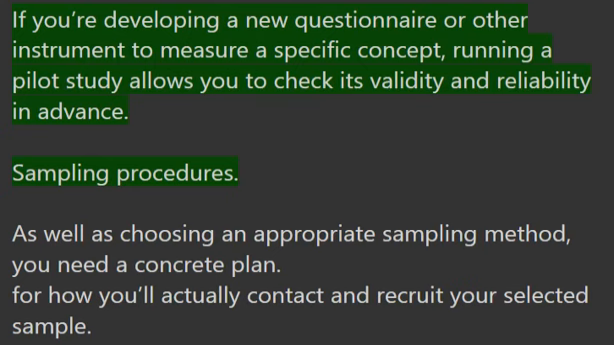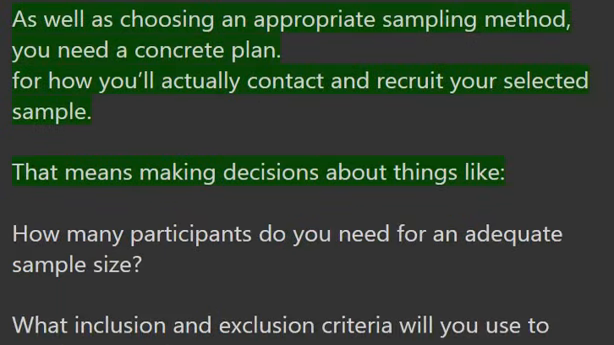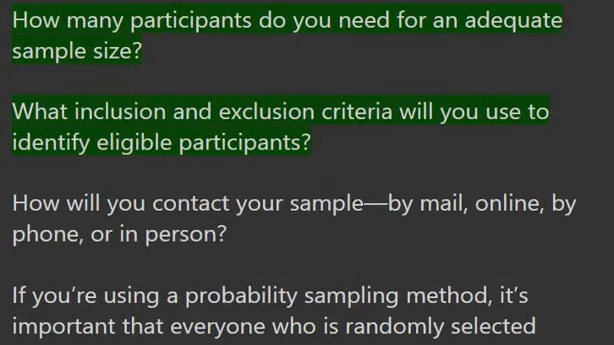Sampling procedures. As well as choosing an appropriate sampling method, you need a concrete plan for how you'll actually contact and recruit your selected sample. That means making decisions about things like: how many participants do you need for an adequate sample size? What inclusion and exclusion criteria will you use to identify eligible participants? How will you contact your sample? By mail, online, by phone, or in person?